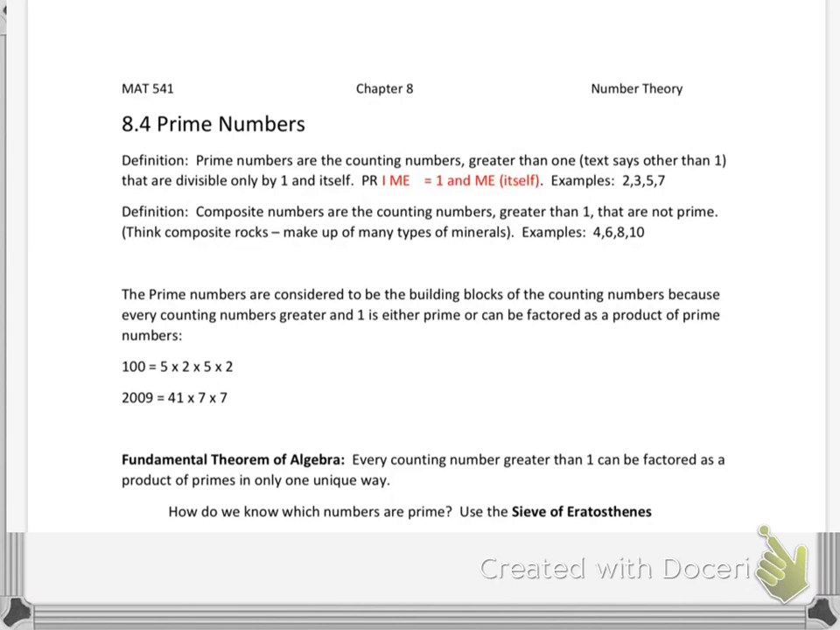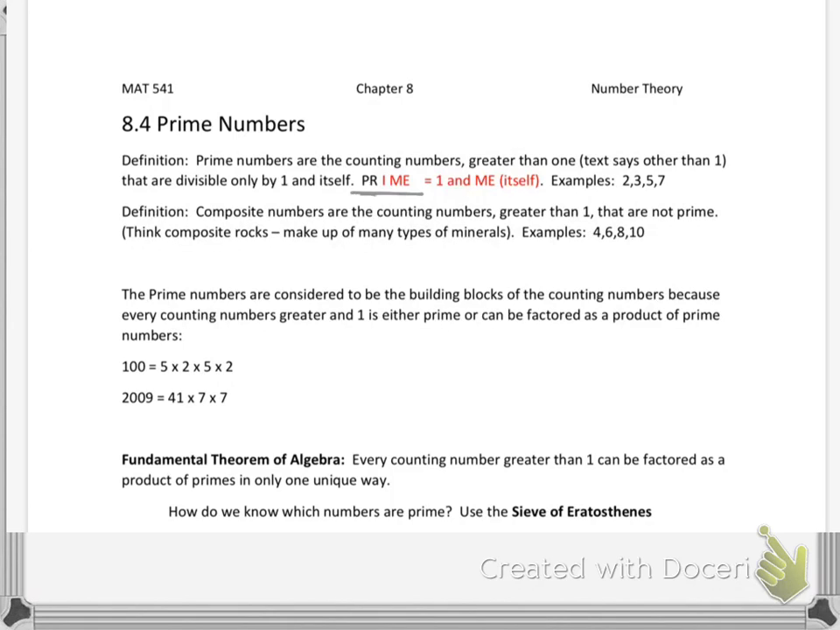So the way to remember prime numbers is look at the word prime, and you see how you can see I and me. So they only have two factors, 1, that's the I, and me, and the me is itself. So for example, 2, 3, 5, and 7 each have two factors, 1 and 2, 1 and 3, 1 and 5, and 1 and 7 respectively.